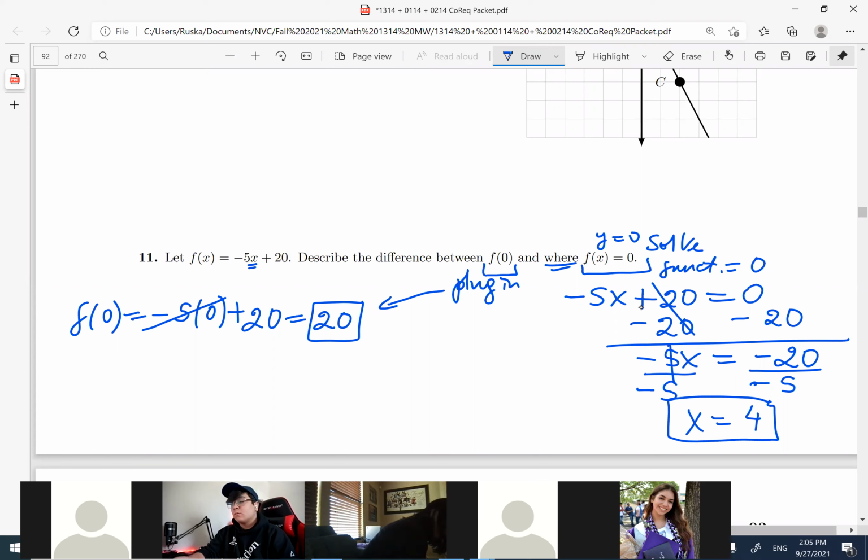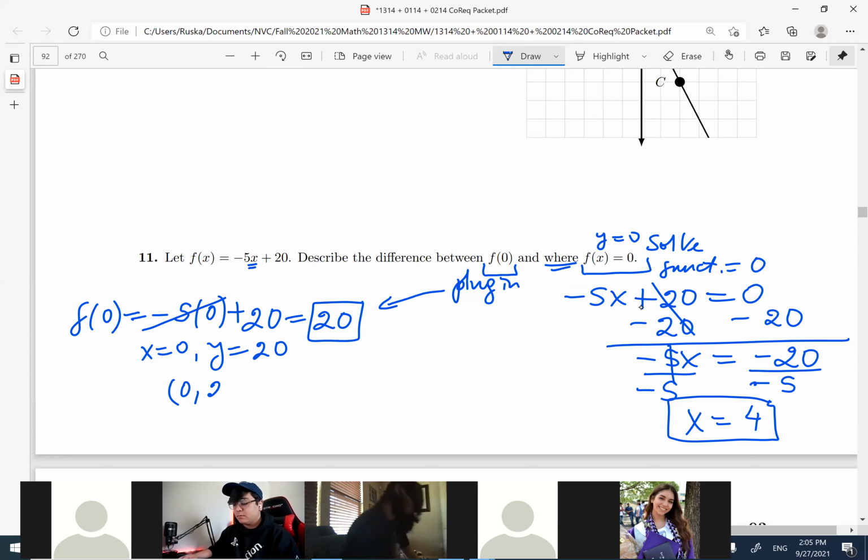So for the first one, when it says f of a number, you plug that number in for x, and it gives you one number for y. So when x is 0, y is 20. That's what it means. F of 0 is equal to 20 means x is 0 and y is 20. That's a point on the graph. If you think about the graph of this function, the point on the graph is going to be (0, 20).